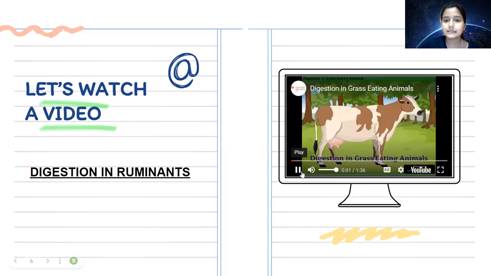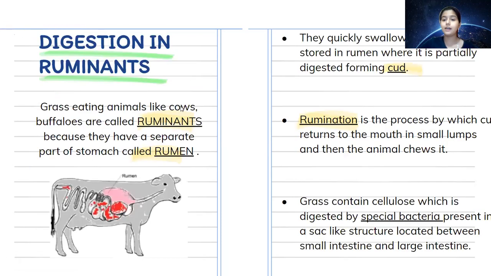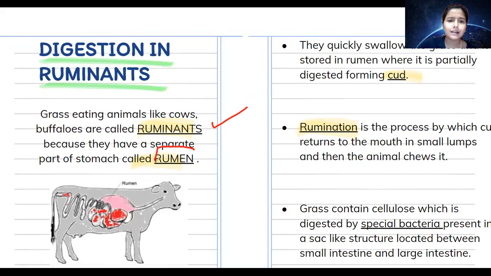Unlike humans, let's move ahead to digestion in ruminants in detail. Grass-eating animals like buffaloes and cows are called ruminants because they have a separate part in their stomach called the rumen. I already explained this part, right? They quickly swallow the grass and it is stored temporarily in their rumen, where it is partially digested. This partially digested food we call the cud.